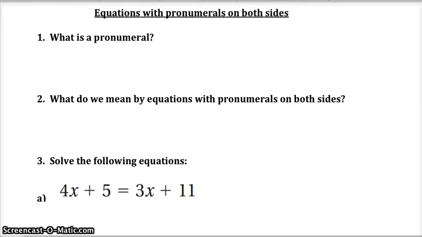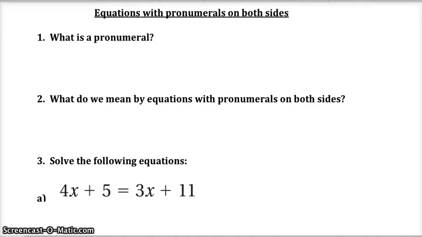Some of those are trial and error and backtracking, and we started last lesson to look at a formal method of solving equations known as the inverse operations method, and that is a method you always use unless you're asked otherwise. So in everything from now on we're going to be using that method. What we're going to be looking at today is how to solve equations with pronumerals on both sides. So the important thing to think about first is, what is a pronumeral?